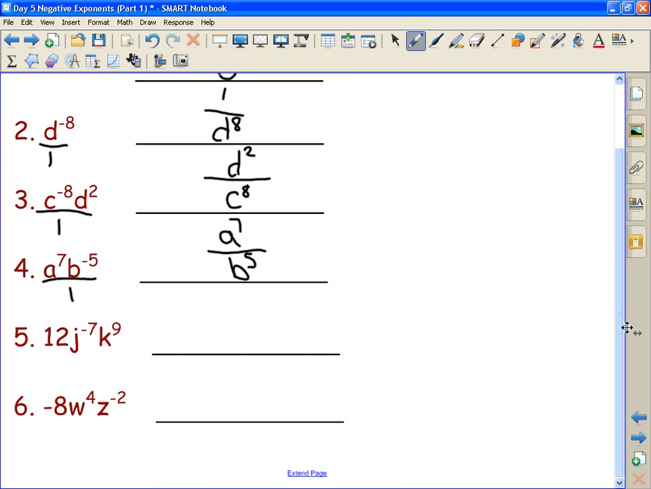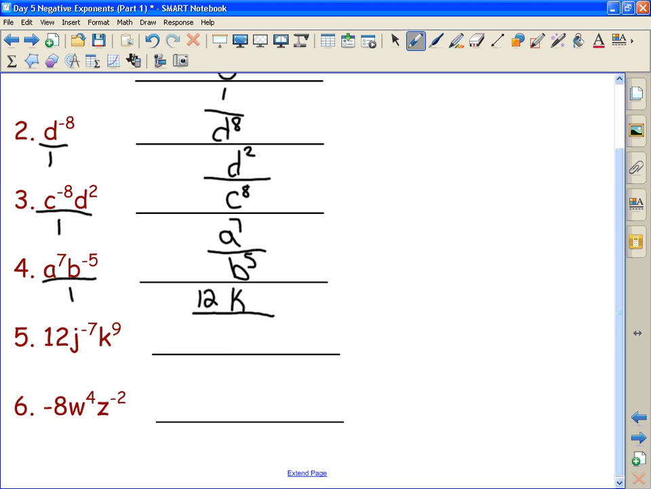Next one, again, if we're looking at just who is unhappy, the only thing that's up there with a negative exponent is the j. The 12 does not have a negative exponent on it, and that is something that a lot of people mistake. So the 12 does not have an exponent on him. He has an exponent of 1 if you want to think about it that way, but he's going to stay up on top.